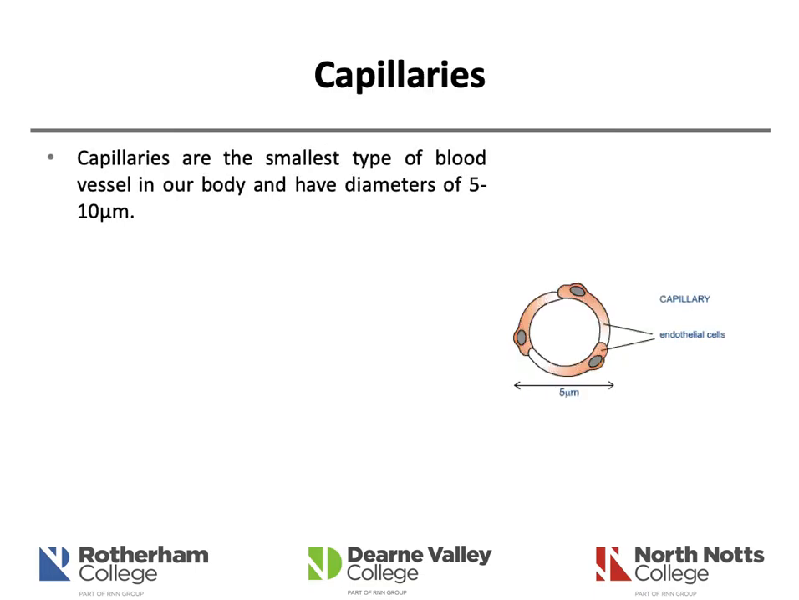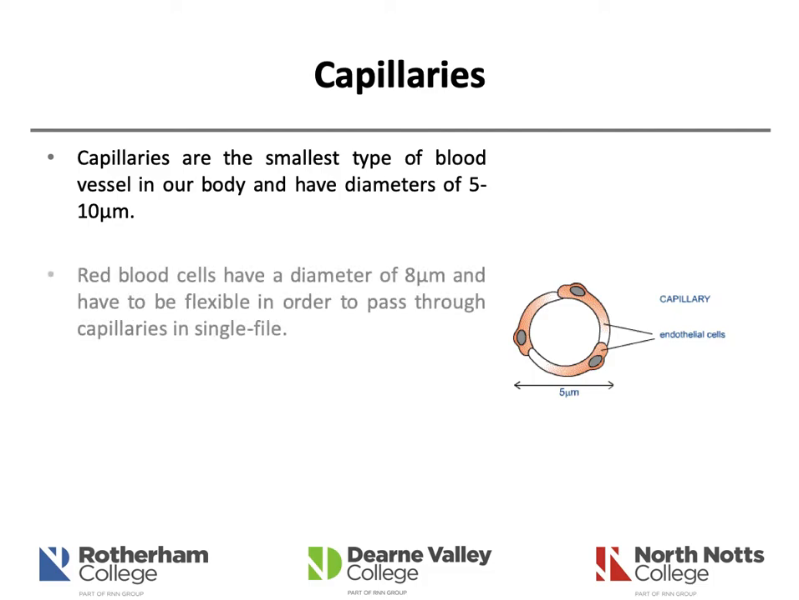Then we have capillaries, and these are the smallest type of blood vessel in our body, and they have diameters of 5 to 10 micrometers. Red blood cells have a diameter of 8 micrometers, so 1/1000th of a millimeter, and have to be flexible in order to pass through the capillaries in a single file.